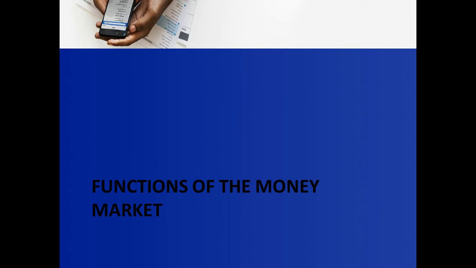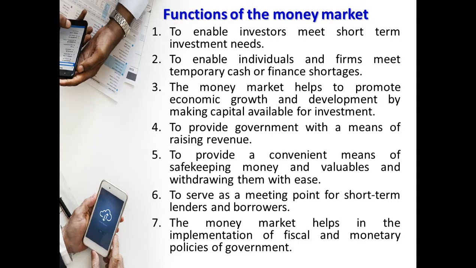What do they do? So let's look at the functions of the money market. One, they enable investors to meet potential lenders of money, so they meet short-term investment needs. It's a market where investors will come and meet those who can lend them money and they talk on the terms and conditions of such loan. So it's a market that allows investors to come in.